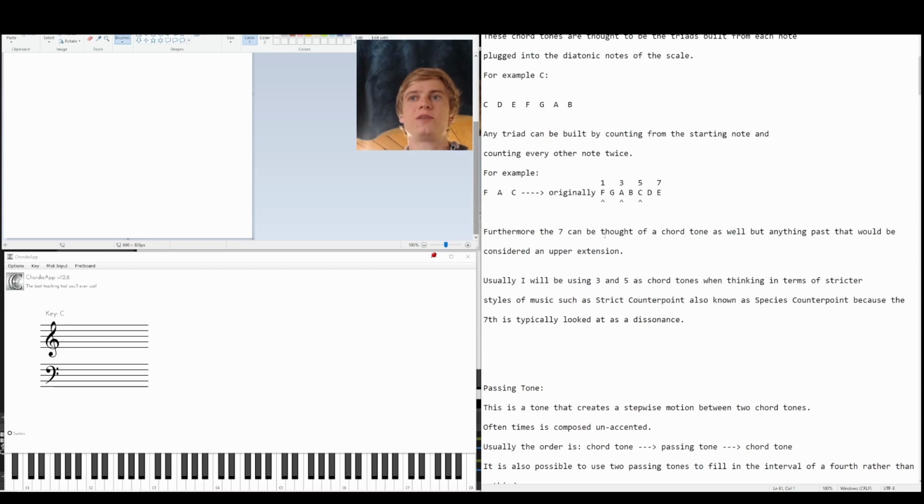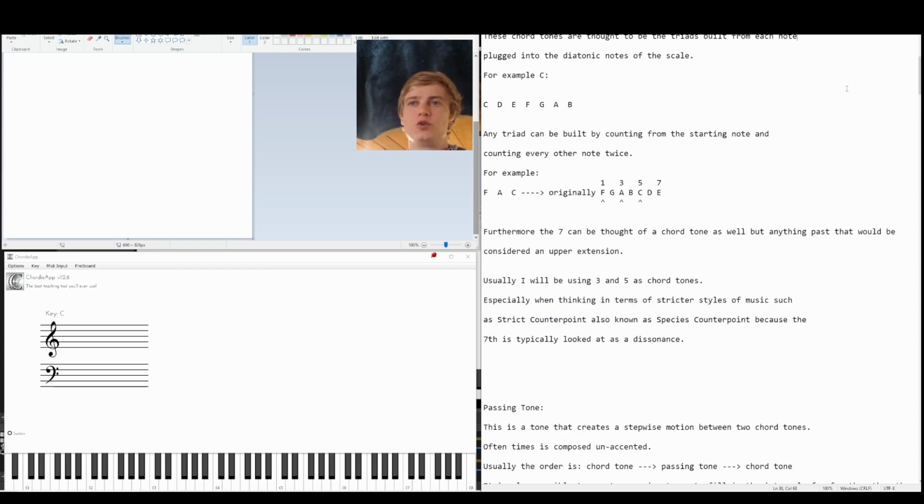Furthermore, the 7th can be thought of as a chord tone as well, but anything past that would be considered an upper extension. Usually, I will be using the 3rd and the 5th as chord tones, especially when thinking in terms of stricter styles of music, such as strict counterpoint, because the 7th is typically looked at as a dissonance.